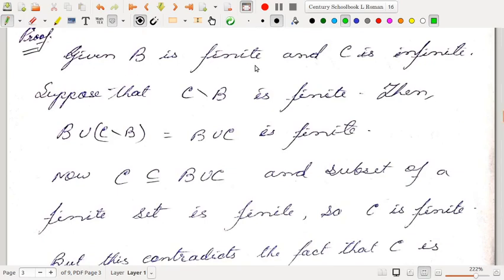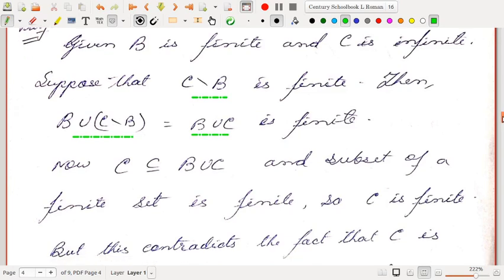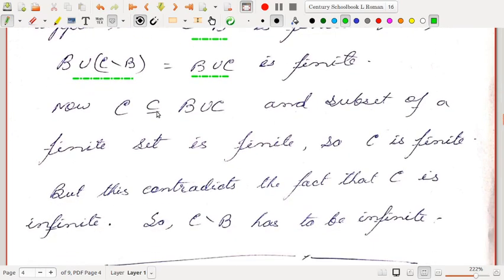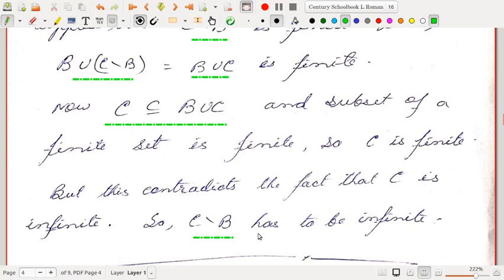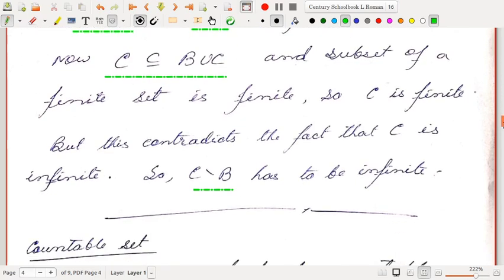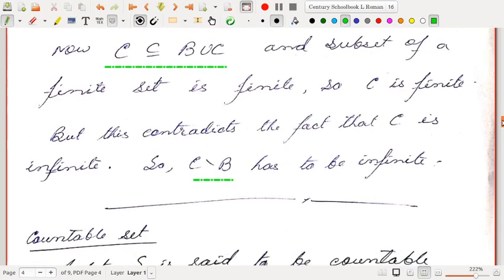Given B is a finite set and C is infinite, suppose that C minus B is finite. Then B union (C minus B), which is the same as B union C, is finite by the result we had proved on the union of two finite sets. Now, what is C? C is a subset of B union C, and we have just shown that every subset of a finite set is finite. That means C is finite, but this contradicts the fact that C is infinite. So our assumption was incorrect. C minus B has to be infinite. So this was about finite sets.